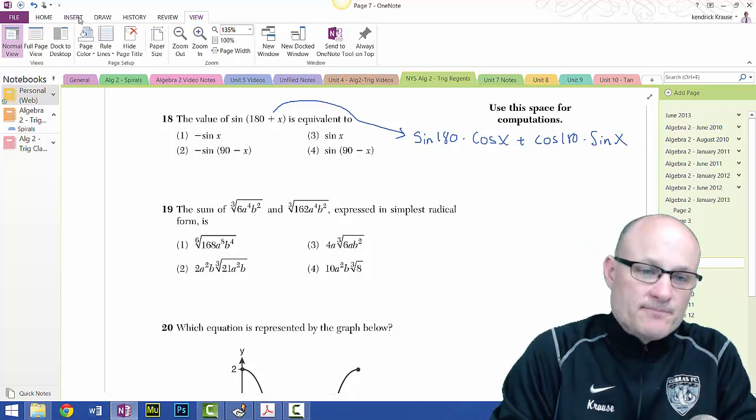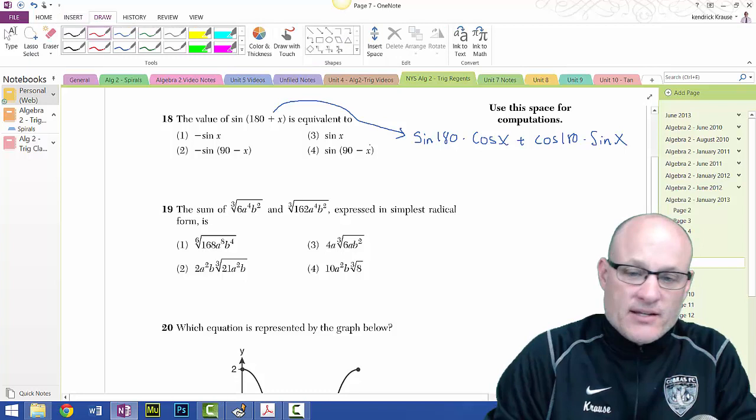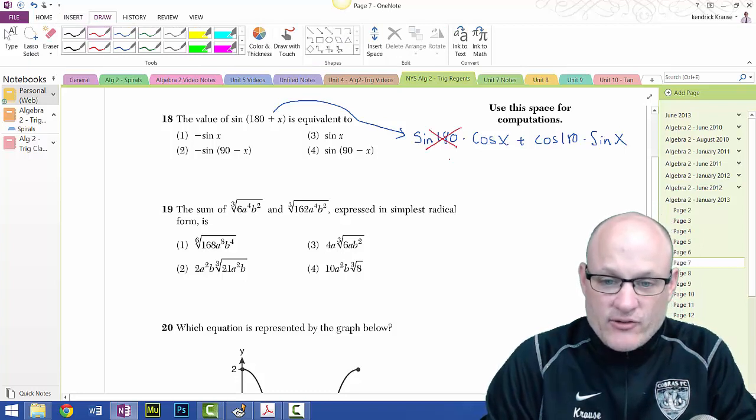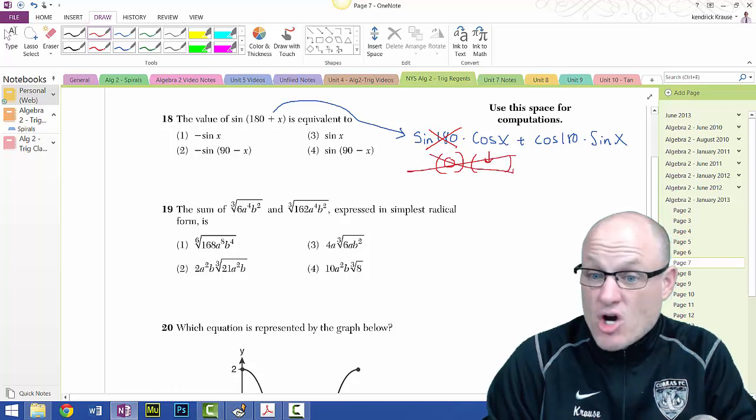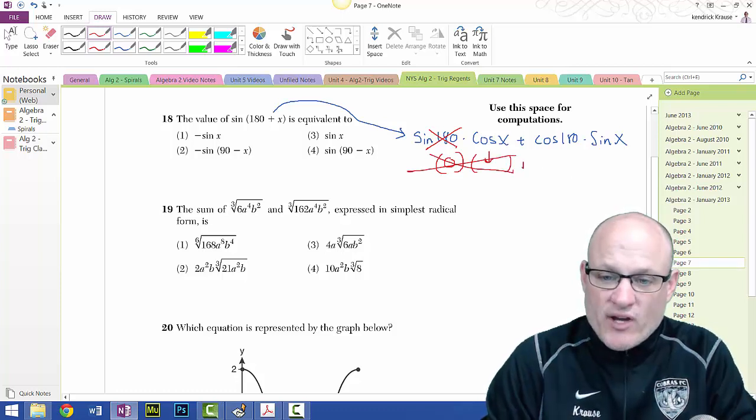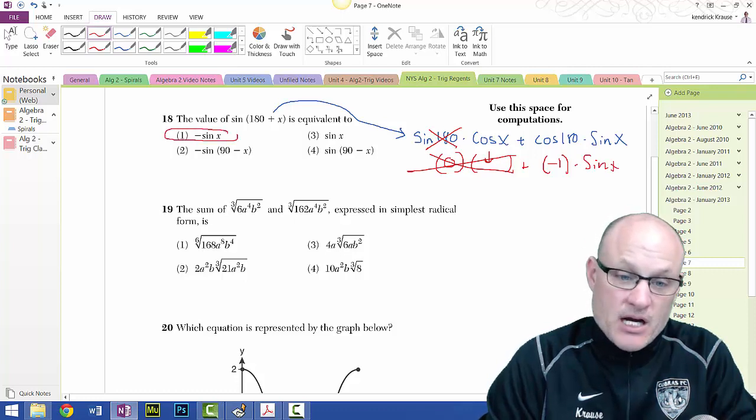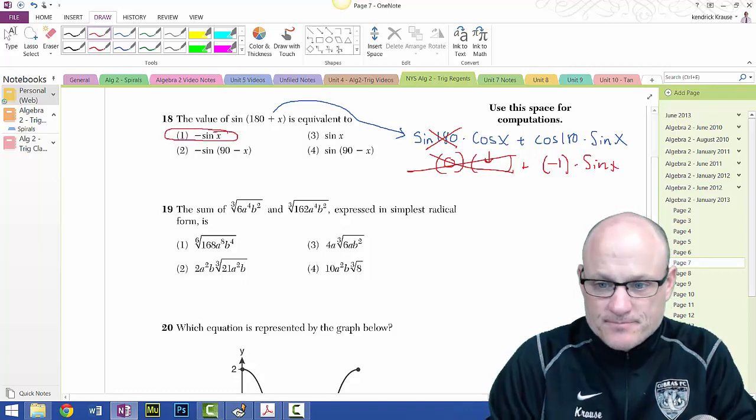Well, let's see. I think we can do this one. The sine of 180 is 0, so 0 times this goes away, just gone. The cosine of 180 is negative 1 times the sine of x. So there it is, negative sine x. Bam, kabam. We're done.